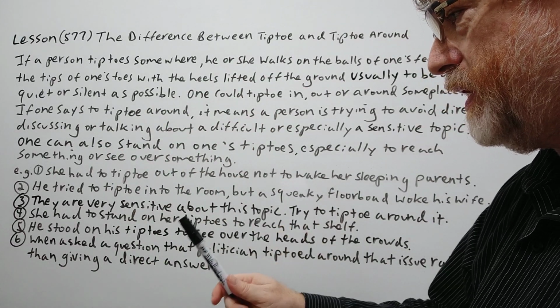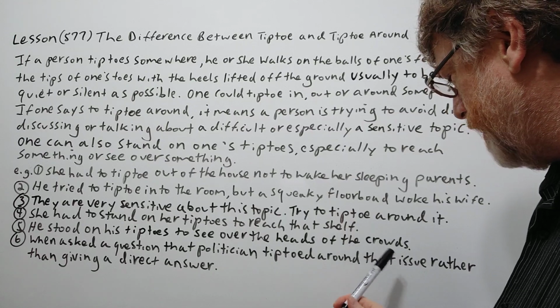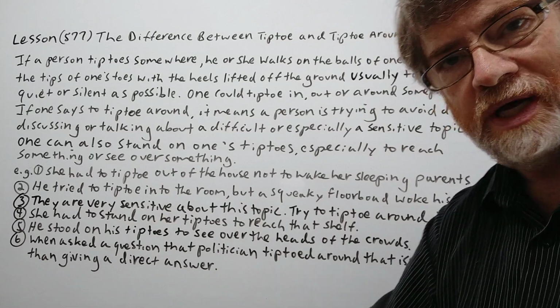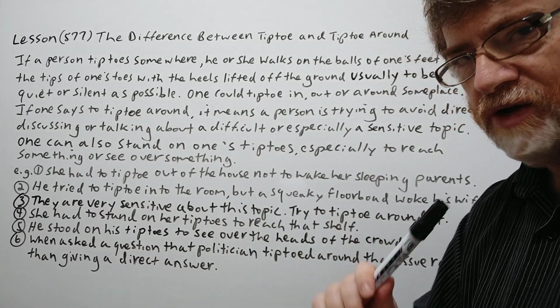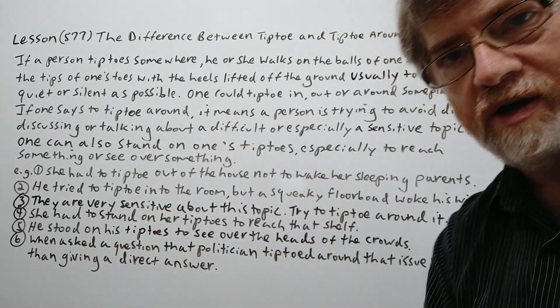And the last one here, when asked a question about that politician, he tiptoed around that issue rather than giving a direct answer. So trying to avoid it, or if he speaks about it at all, just very slightly and then kind of moving on to something else.